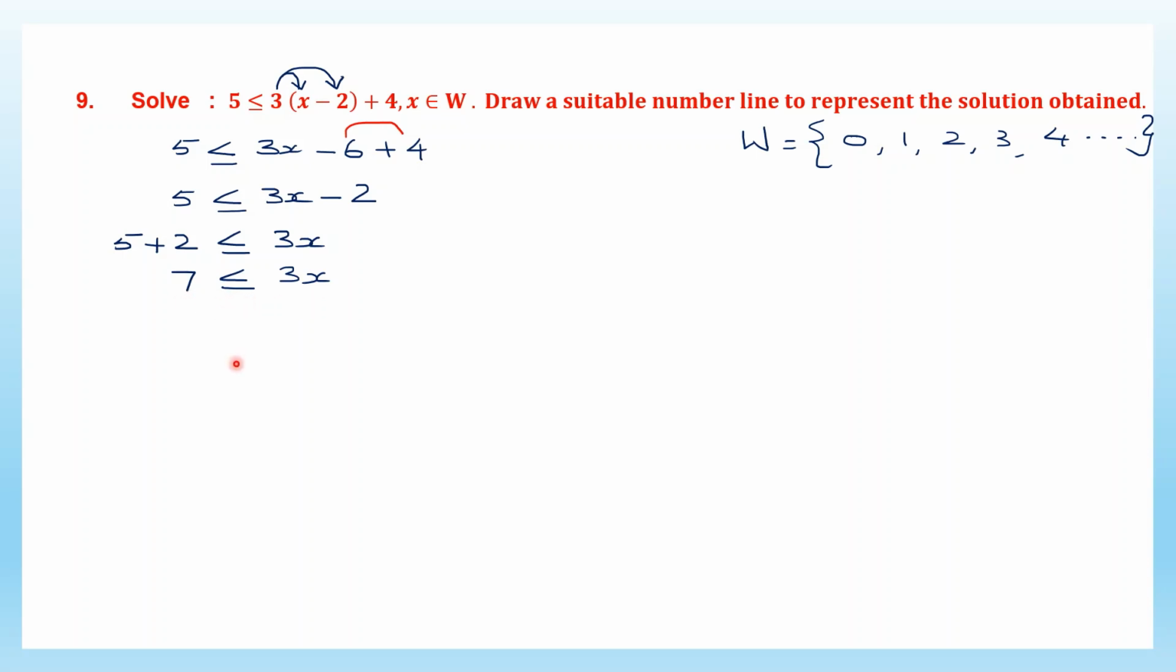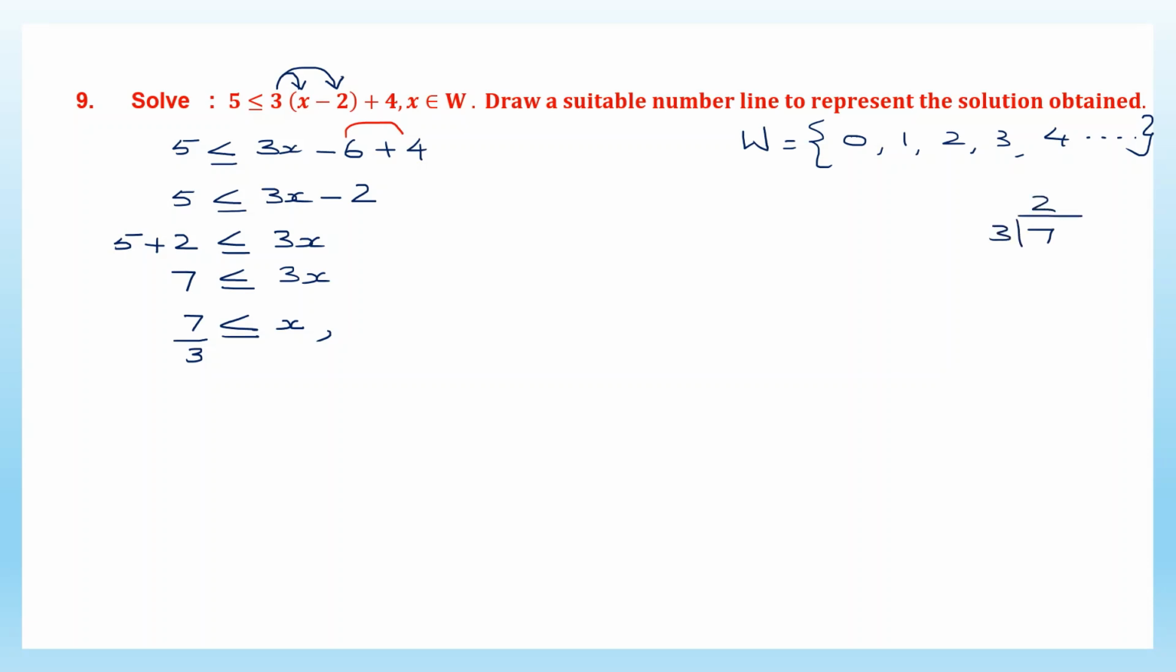So now we're going to solve for x. Here we write x. On this side we have only x. We're transposing 3 to the other side, so it becomes 7 by 3. So 7 by 3 is less than or equal to x, or x is greater than or equal to 7 by 3. Now let's divide 7 by 3 and see what we get.